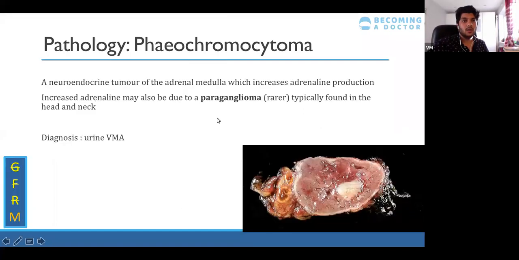So you might want to think about what sort of symptoms. VMA is a metabolite of adrenaline. I can't exactly remember what it stands for. I might have to look that up, but it's what's picked up in the urine in phaeochromocytoma.